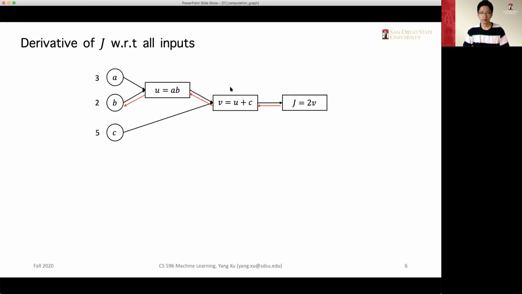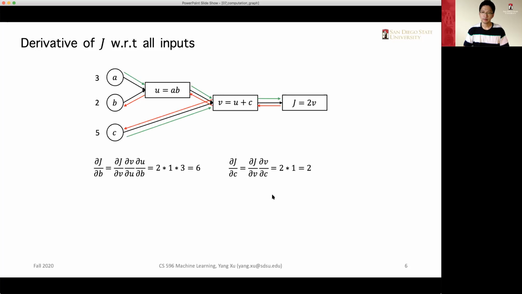All right, and then we can do similar computations with respect to the other two variables, which are b and c. We just follow the different pathways from the output to the input. Okay, so now we have two colors in the arrows. So we'll define some terms here. We call the green flows the forward path, and that's the path we need to take to compute the cost function J.